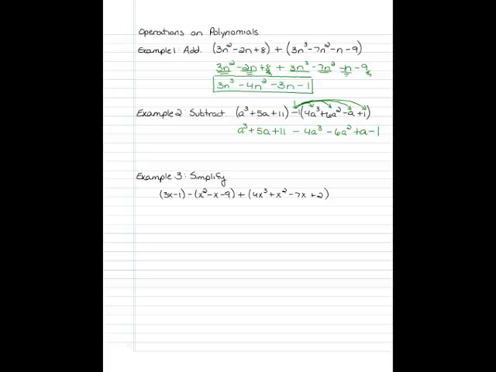Now combining like terms, we have a cubed minus 4a cubed, so negative 3a cubed. Looking for an a squared term, there's just one, there's minus 6a squared. Then we have plus 5a plus a, so plus 6a, plus 11 minus 1, plus 10.